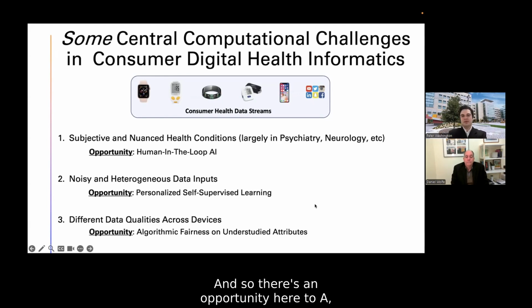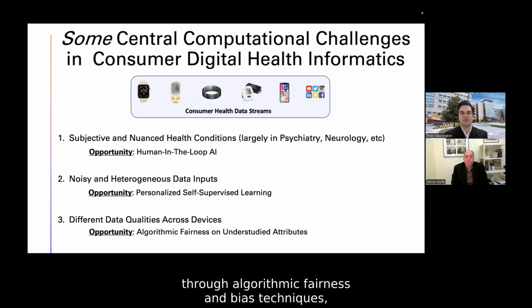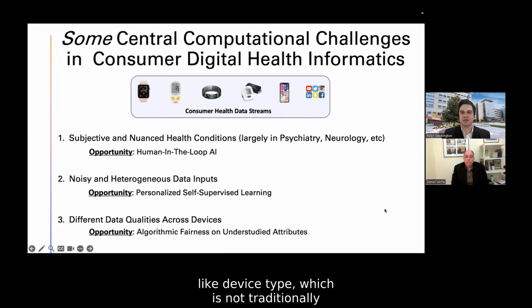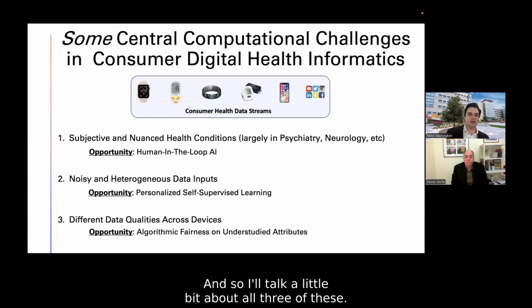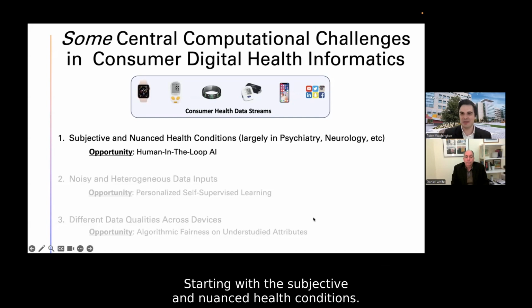And so there's an opportunity here to A, quantify those differences, but then B, in cases when there are differences, to mitigate them through algorithmic fairness and bias techniques, but applied to these understudied areas like device type, which is not traditionally what algorithmic fairness has been applied to. And so I'll talk a little bit about all three of these, starting with the subjective and nuanced health conditions.